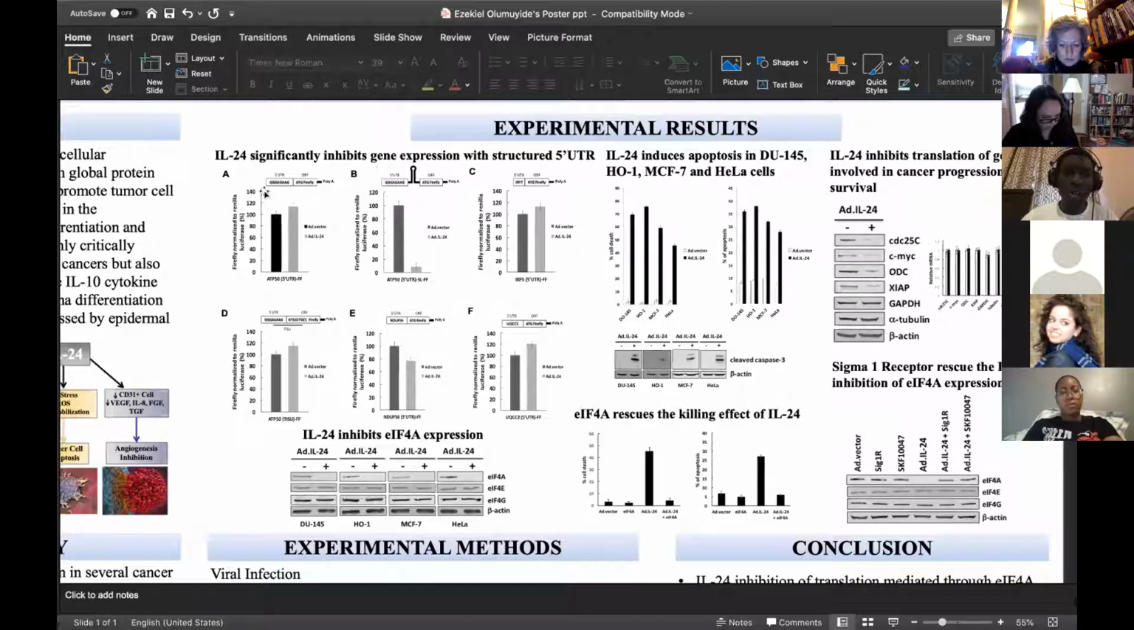So then we did a luciferase assay to look at different mRNA structures and look at the effect of interleukin 24 on that translation. Looking at this, you could see that there's no difference between all these structures that don't have this loop in the mRNA. But in this one, there's a difference, which shows that interleukin 24 actually affects the unwinding of this loop.